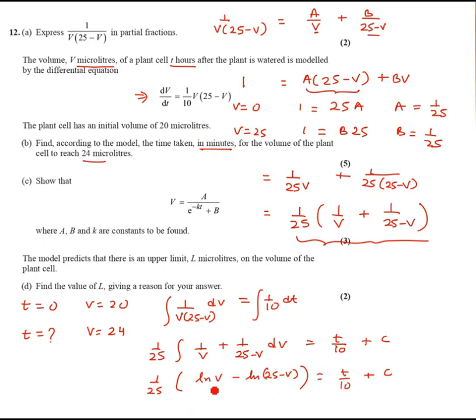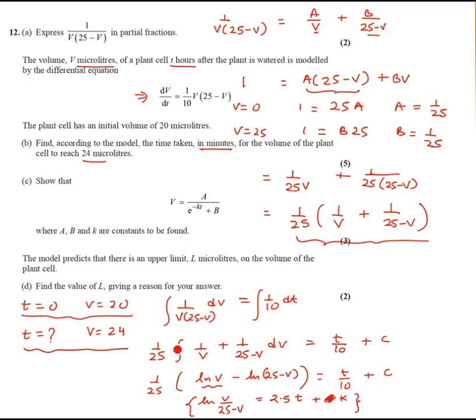Let's multiply by 25 on both sides, and this one, this is ln a minus ln b, can be written as ln a over b. So we multiply 25 first, so this becomes ln v over 25 minus v equals, so this becomes 25 over 10, which is 2.5 t plus 25 times c. Let's call it as another constant d, doesn't matter, it's just a constant, or you can call it as k. Okay, so this is what we have at the moment. We still need to work out the value of k here, and then we will work out the value of t when v is 24.